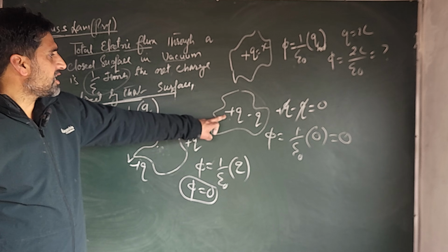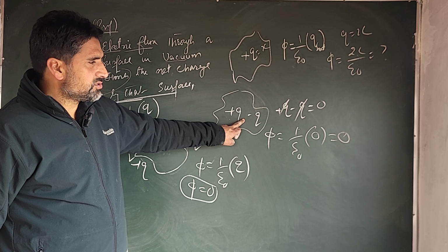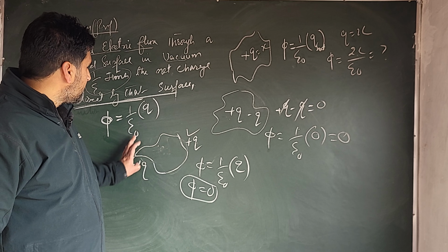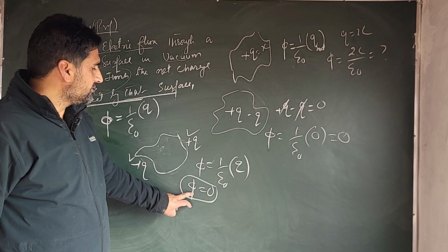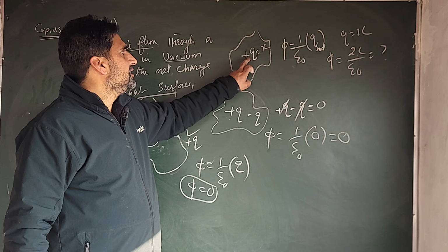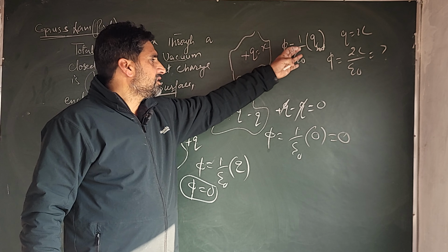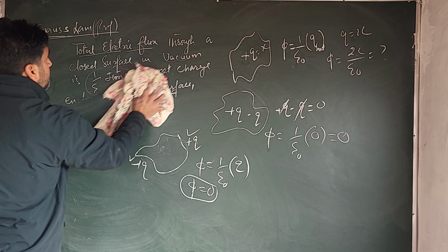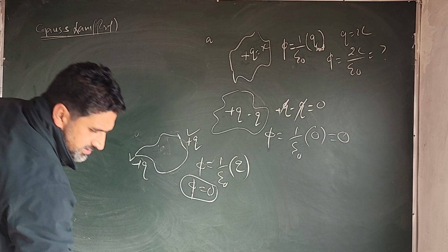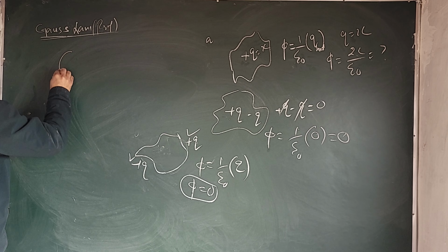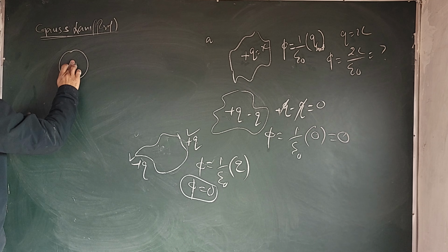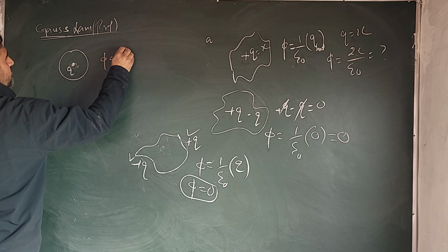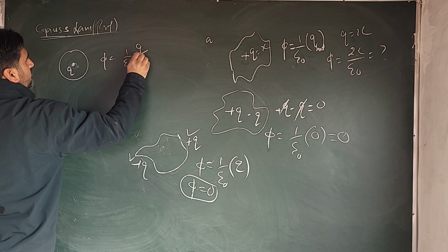But if the net charge is equal to 0, the system is neutral, a balanced system, then there is no flux at all. If the charge is outside the closed surface, outside the Gaussian surface, even then the flux is 0. If the charge is given, say plus Q or minus Q, then you can calculate the flux. Similarly, these are the examples. Similarly, if we have a body with charge Q, what will be the flux? Phi will be equal to 1 over epsilon naught times Q.